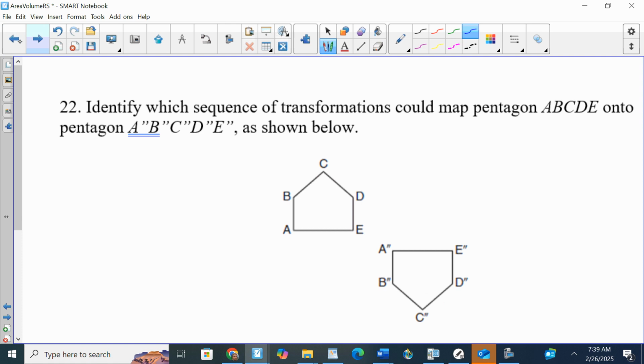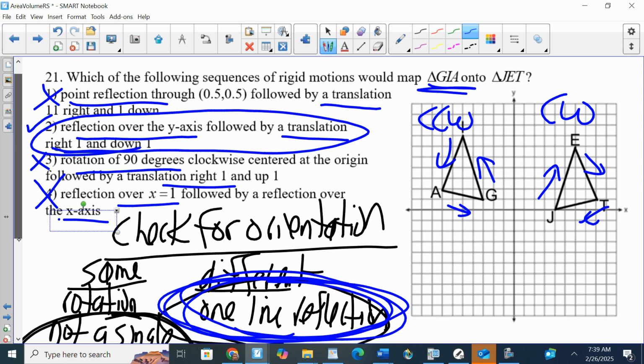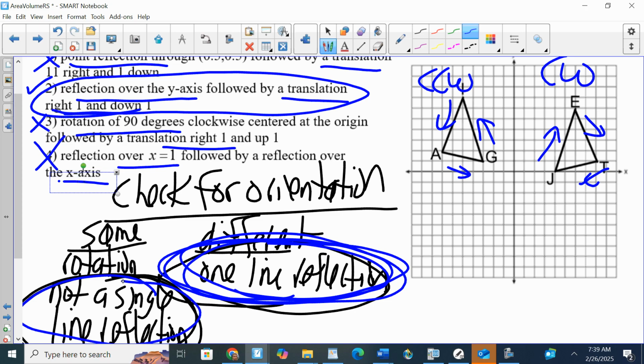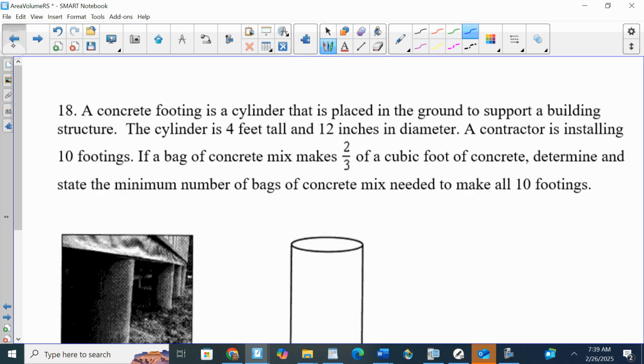On the grid box method, review. If you want to identify transformations, check for orientation, the order of the letters. If it's different, it must be a single line reflection. If it's the same, it can't be a single line reflection. Hill-Sass, not much to talk about there at this point.